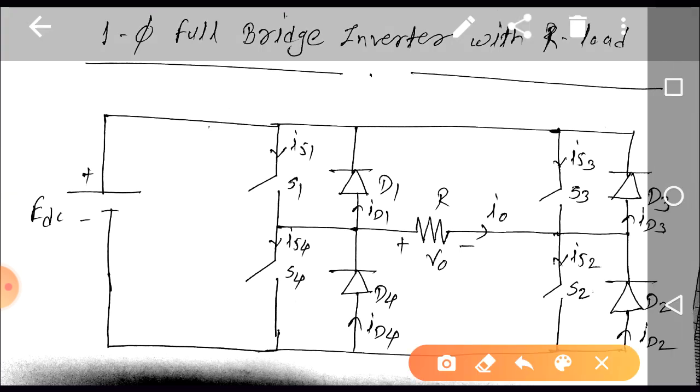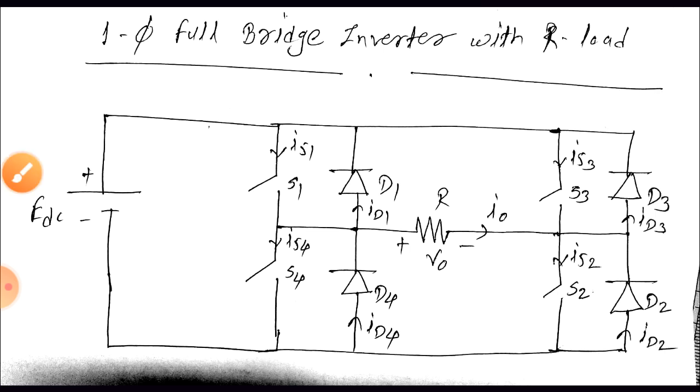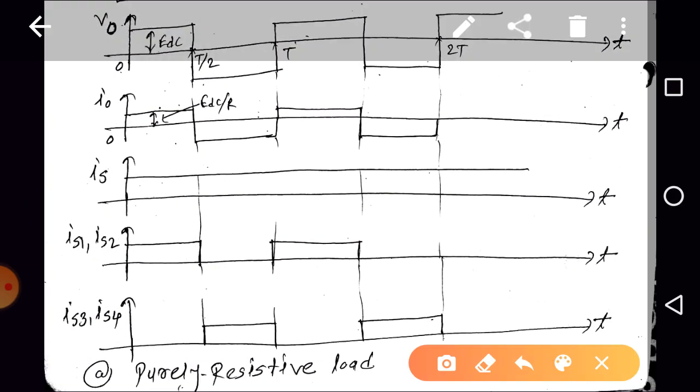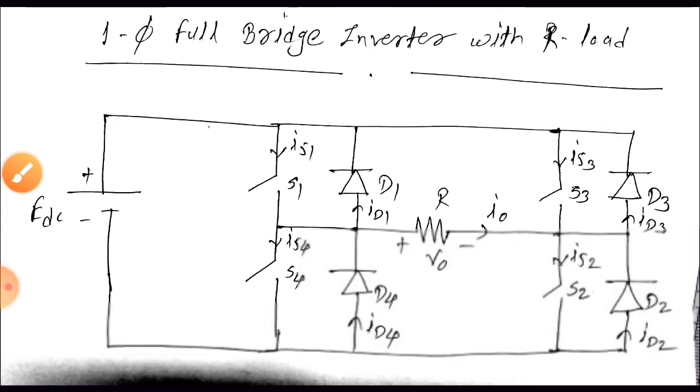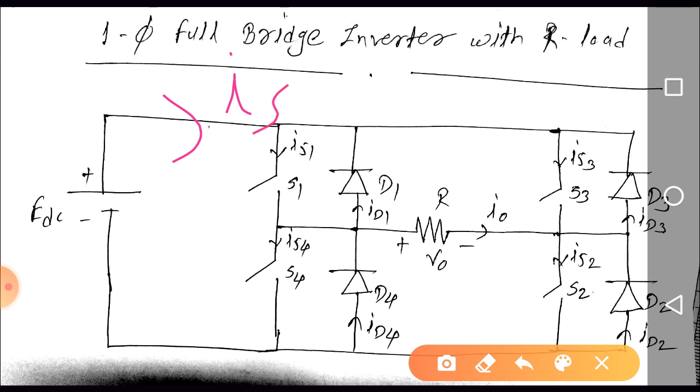Our task is to convert DC to AC. So what is the expected output? The voltage across the load should be AC, which means it should be sinusoidal. Now we are going to discuss whether we get a sinusoidal output across the load or not. At time t is equal to 0, the waveforms we have are V0, I0, IS, IS1 and IS2. IS is the waveform of the current flowing through the supply, the supply current.